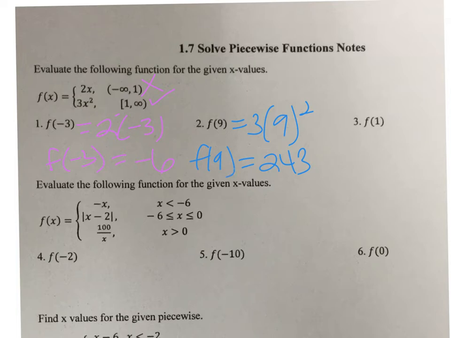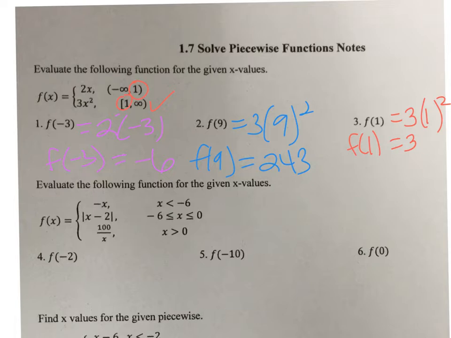Then moving along, we have f of 1. And again, we have to figure out, okay, which boundary is it going to fit in? Oh, they both have 1s. This one has a 1, this one has a 1. But only one of them is including 1, and that's the second one. So we have 3x squared, but instead of the x, I'm going to replace it with 1. 1 squared is 1. 3 times 1 is 3. So f of 1 equals 3.